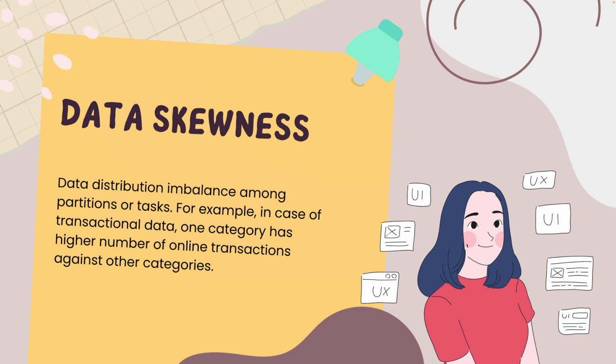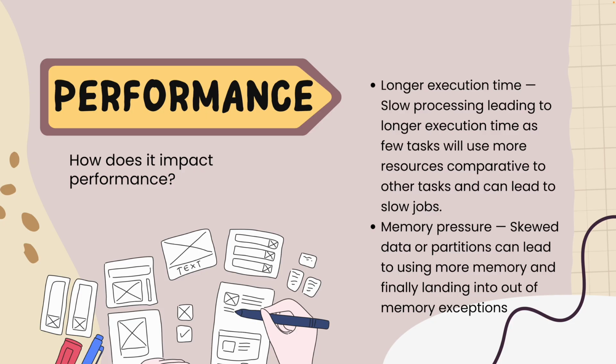For example, assume you're dealing with transactional data and a few categories have a larger number of transactions compared to other categories. If you are using category as a partitioning key, this can cause an imbalance in the data distribution, and there can be a few tasks dealing with the skewed data. They can slow down or they can have memory pressure.